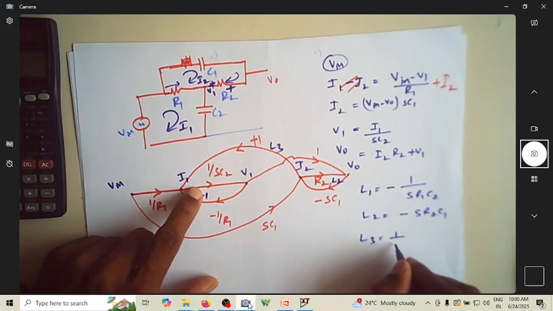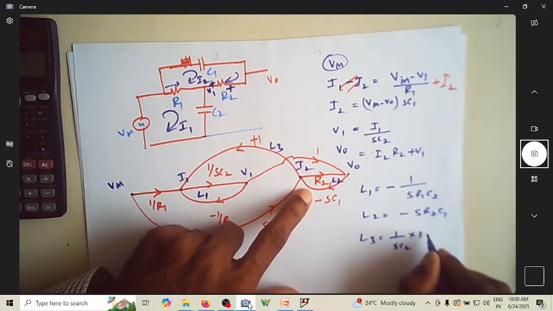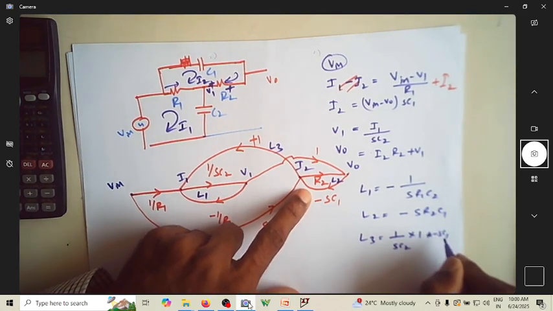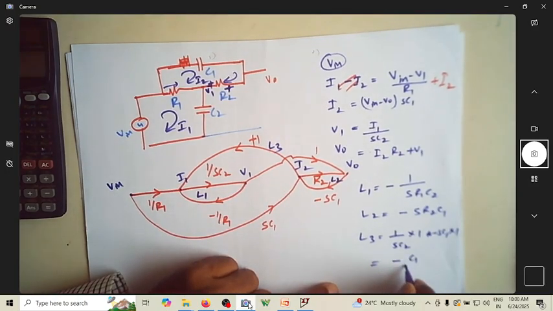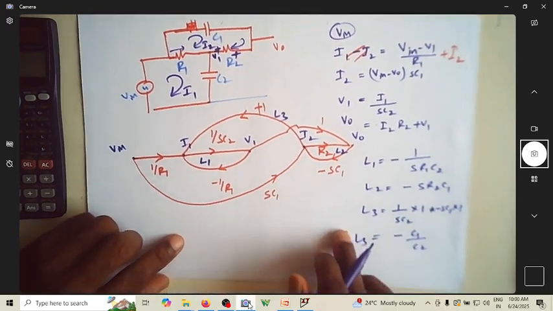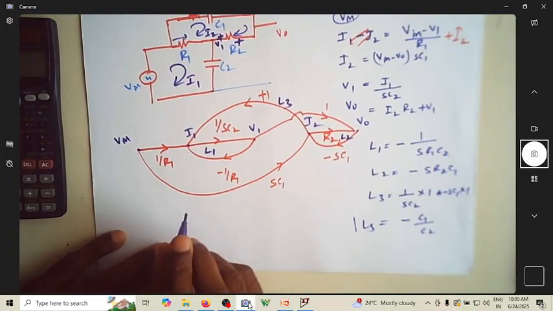L3 is 1 over S C2 into 1 into 1 into minus C1 into 1. So this will become minus C1 by C2. This is A3. These are the three loops. Non-touching loops are, okay, let me come to that.